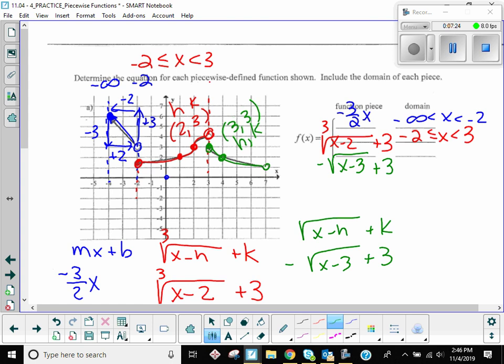And the domain restriction is the left boundary, which is 3, included, because the circle is closed, to 7 excluded, because the circle is open. Open, open, open.